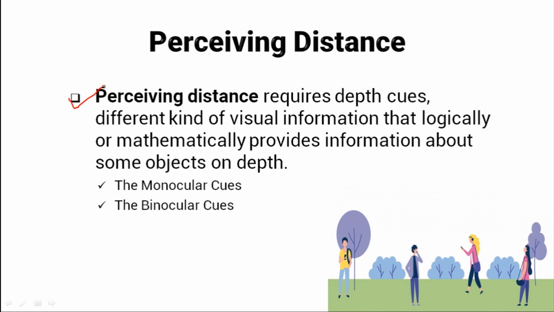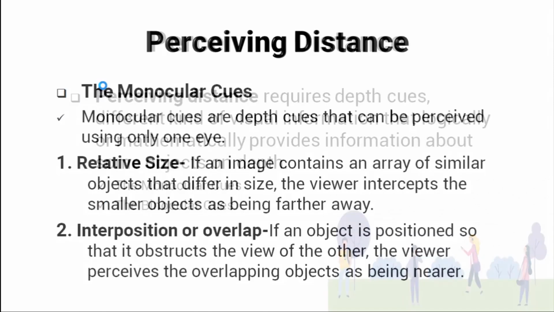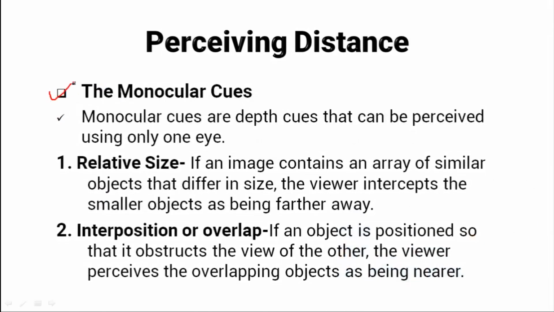These cues are known as monocular cues, and they can be perceived individually by each eye. Now, let's describe monocular cues. One such cue is called relative size. If an image contains an array of similar objects that differ in size, the viewer interprets the smaller object as being further away. Let's understand this with an example.